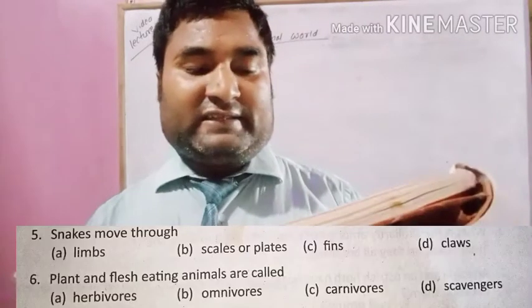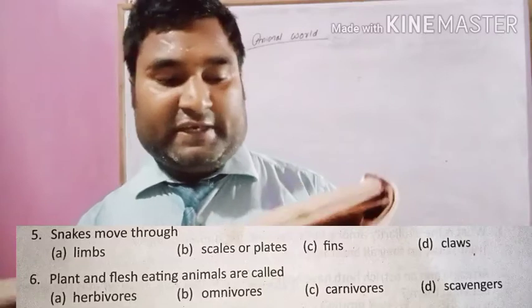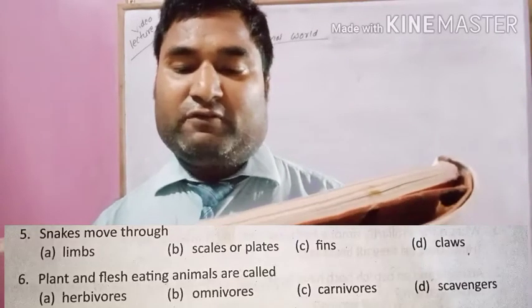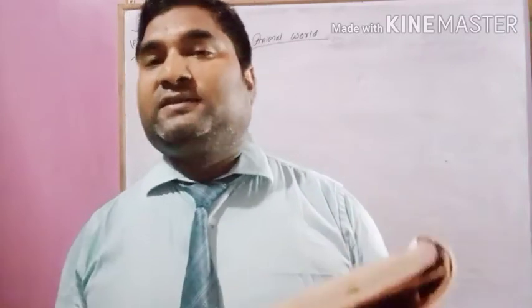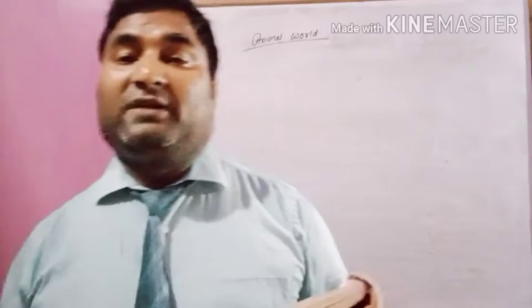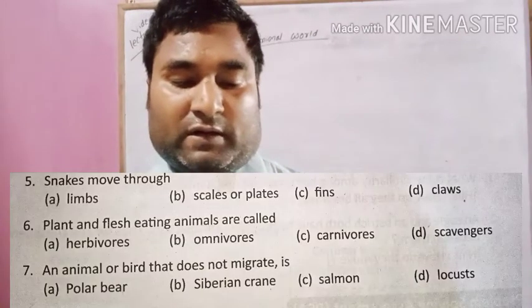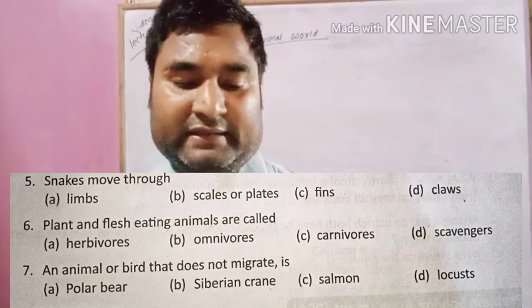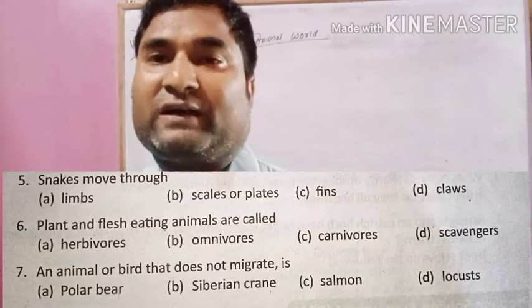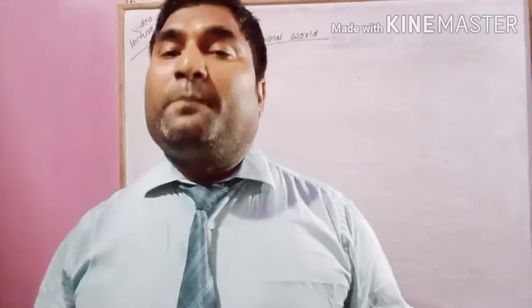Plant and flesh eating animals are called: A, herbivores; B, omnivores; C, carnivores; D, scavengers. So omnivores, because the plant and flesh eating animals are called omnivores. An animal or bird that does not migrate is: polar bear, Siberian crane, salmon, locusts. The answer will be polar bear.